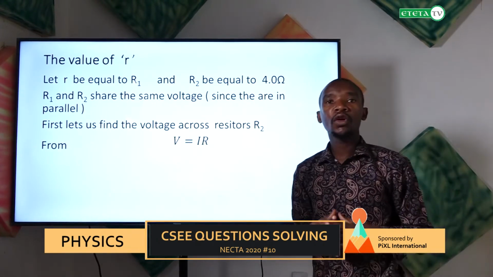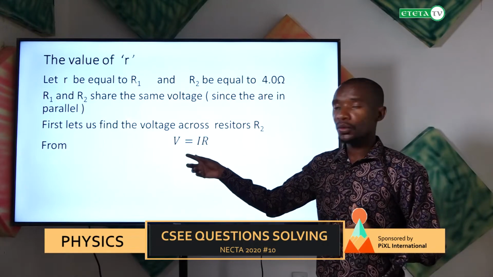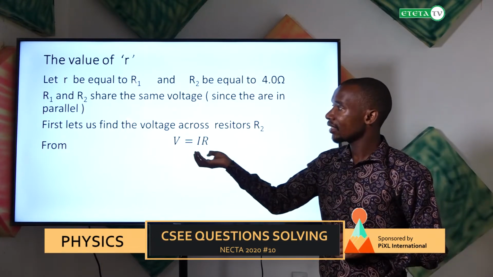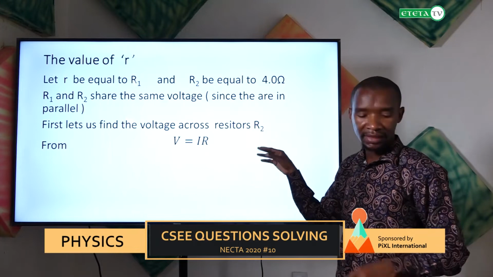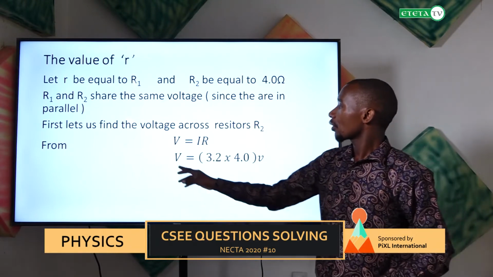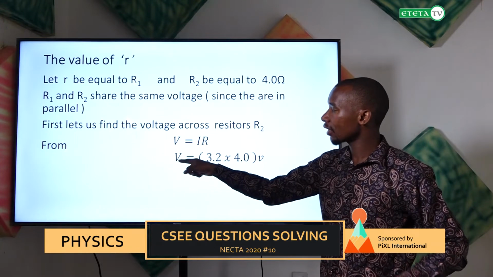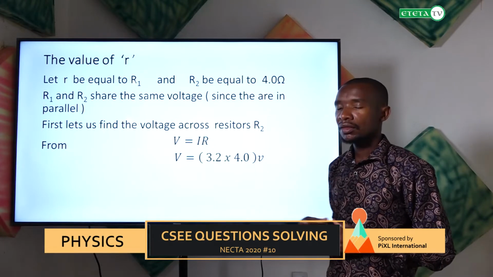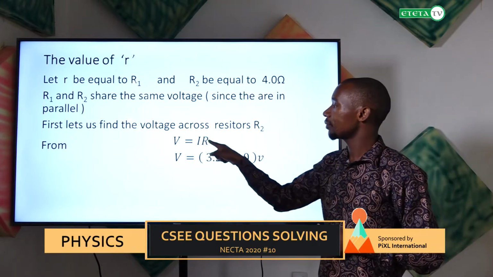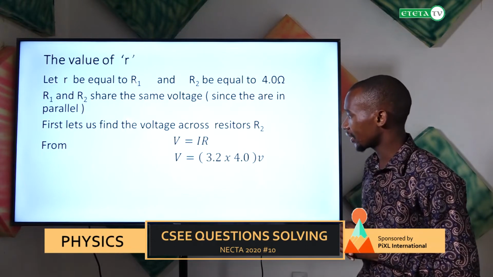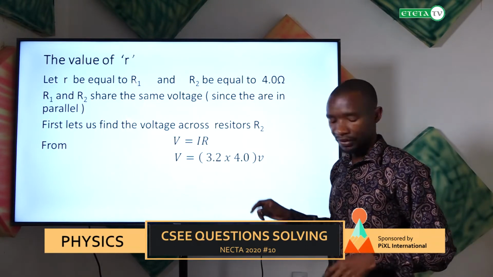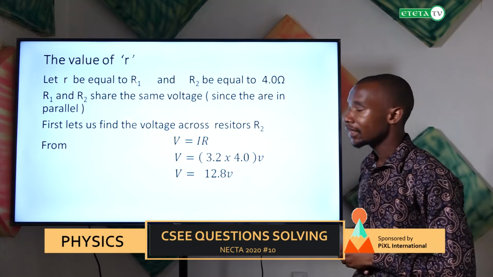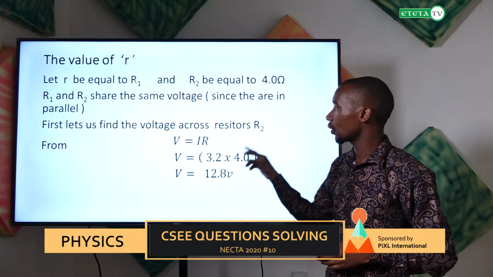So we know that from Ohm's law, V is equal to IR. Our task here, first of all, is to find the voltage across the resistor R2. Then V here is the voltage across R2, which will be equal to current I, the current that is flowing through R2, times the value of resistor R2. So it is 3.2 times 4. If you multiply this, you get 12.8 volts. This is the voltage across R2.